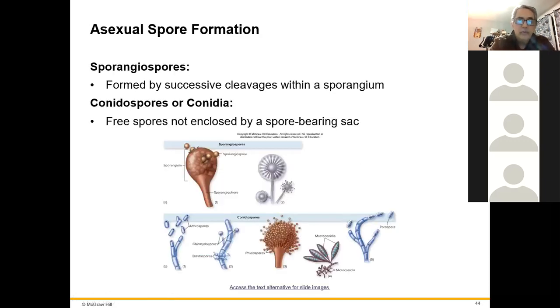The sporangiospores that we saw there formed at the end of the hyphae. They form a sporangium, and they can release free spores to continue the replication. Or these hyphae can break off. They can form the branching hyphae, and they can continue the replication of the fungi.